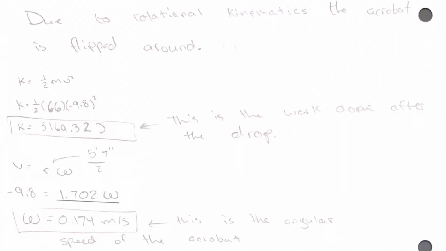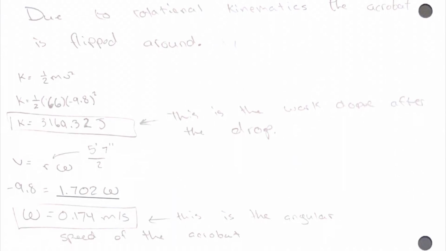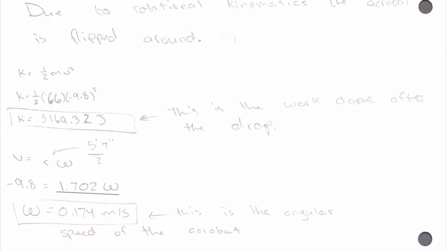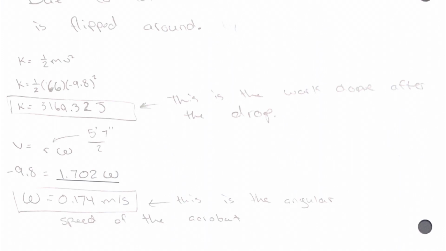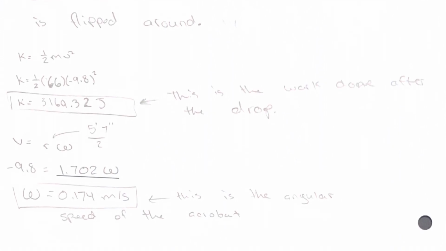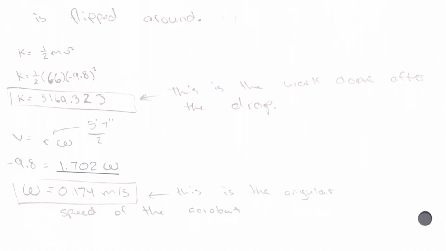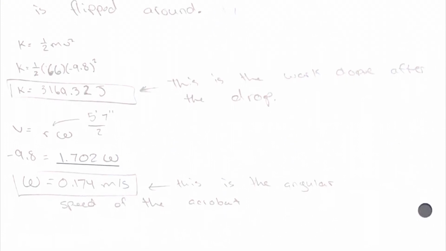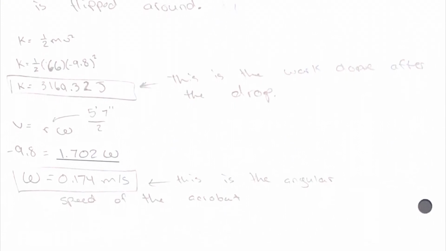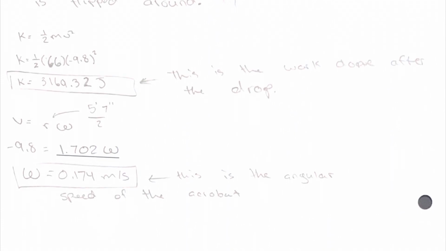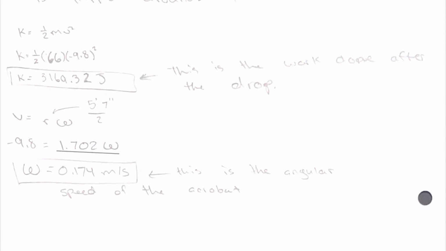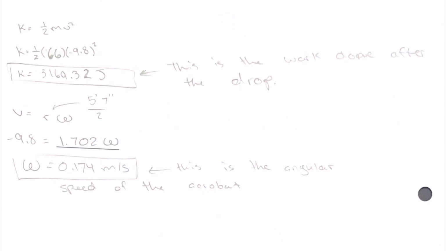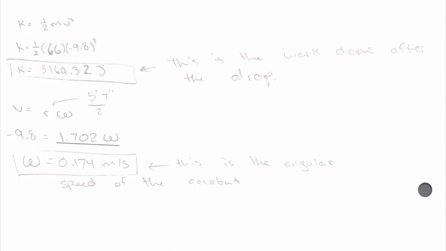We also calculated the angular speed of the acrobat by using the equation v is equal to r times angular speed. We used the height of the acrobat, which is the diameter, and divided by 2 to find the radius. The velocity is equal to gravity, which is equal to the radius 1.702 times the angular speed. The angular speed was calculated and is 0.174 meters per second. This is the angular speed of the acrobat at the end of the drop.